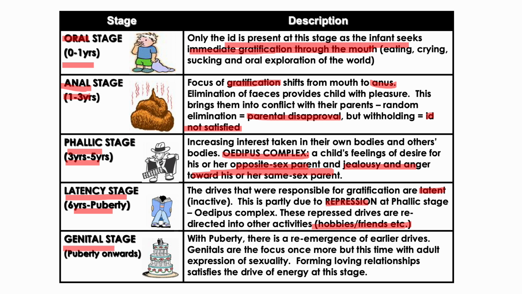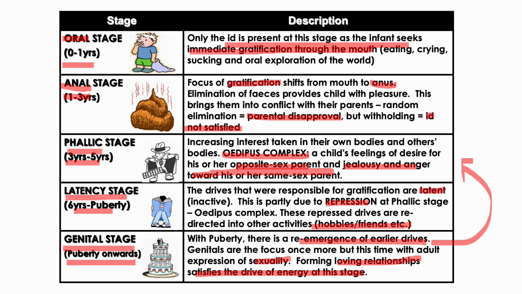And then finally the genital stage, which is from puberty onwards. With puberty, there's a re-emergence of earlier drives, those sexual attraction drives, but this time not to their same-sex parent. Genitals have become the focus with adult expression of sexuality. They form loving relationships, which satisfies the drive of energy at this stage. So those are the psychosexual stages, which you need to be able to name, describe, and refer to the ages.